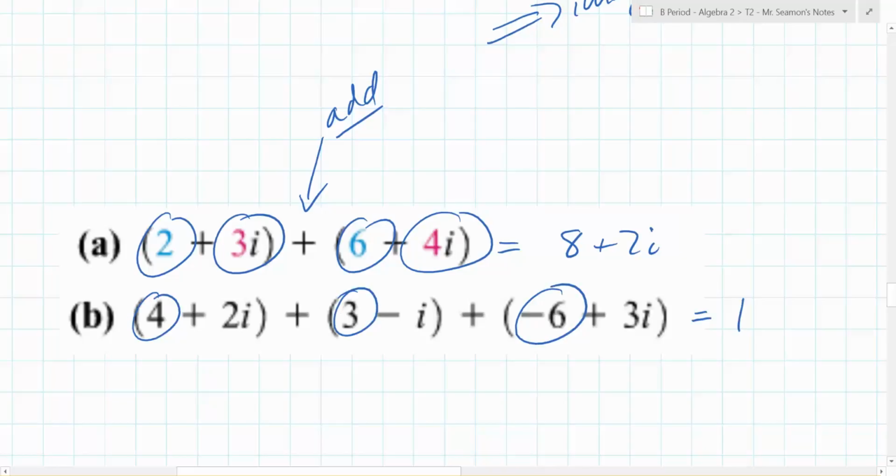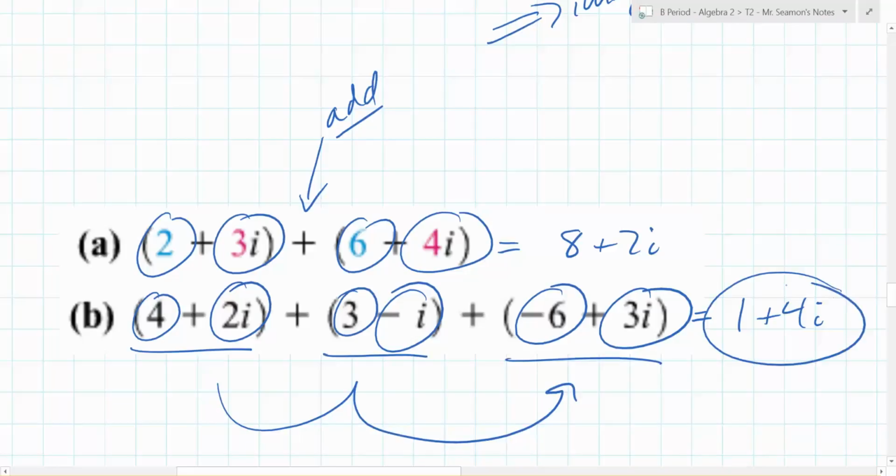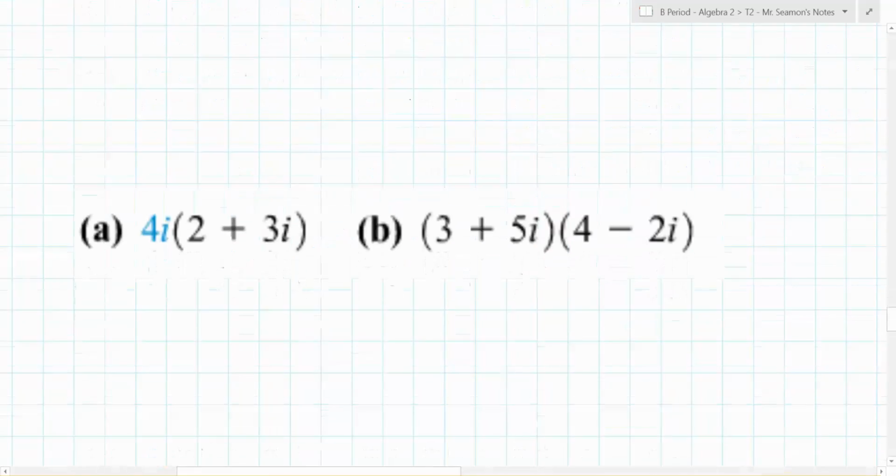1. What's 2i minus i plus 3i? 4i. Hey, look. This is a complex number, this is a complex number, and this is a complex number. You've just added them together, and what do you get? 1 plus 4i. So is adding really straightforward? Yes. What about multiplying? About the same.